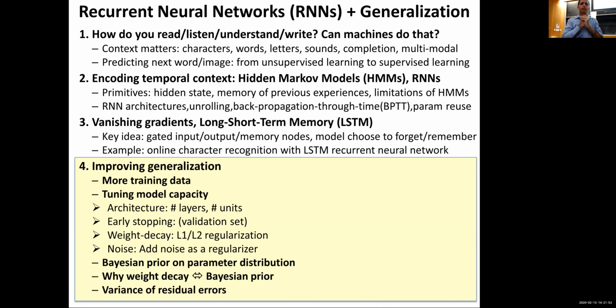All right. So what we've basically learned is how you can read, listen, understand, and write by using context information, by flowing in information. How you can encode this temporal context using either hidden Markov models that have a very limited amount of state, or using these recurrent neural networks that have a huge amount of state. And how there's this challenge of these vanishingly small gradients as you're going through hundreds of time steps, thousands of time steps, and a very cool module that allows you to overcome this. Okay, any other remaining questions?